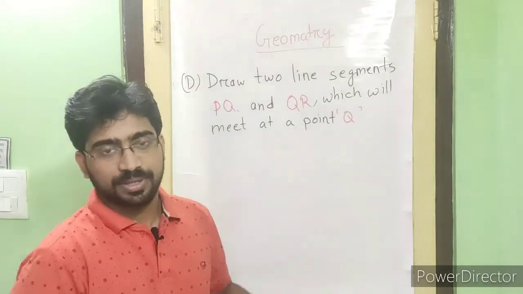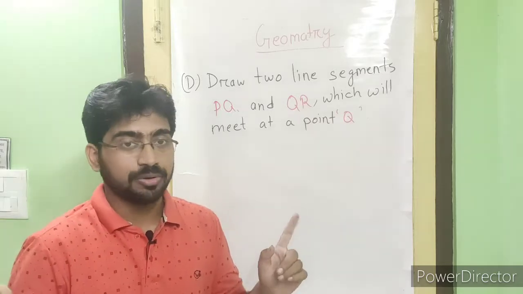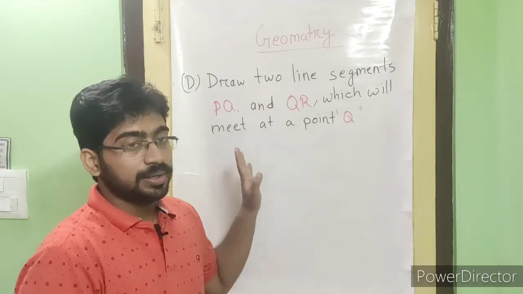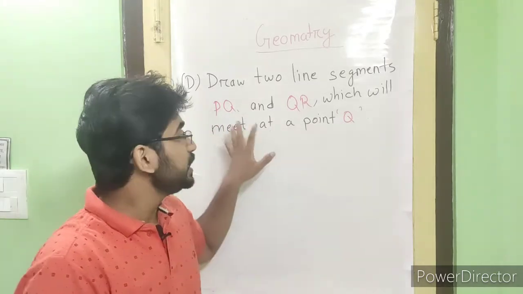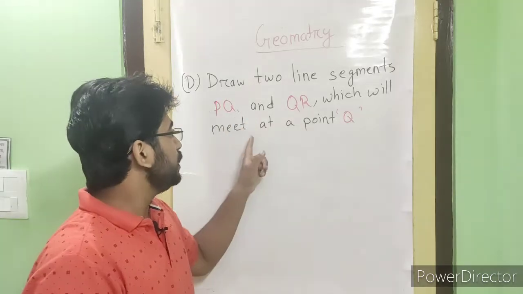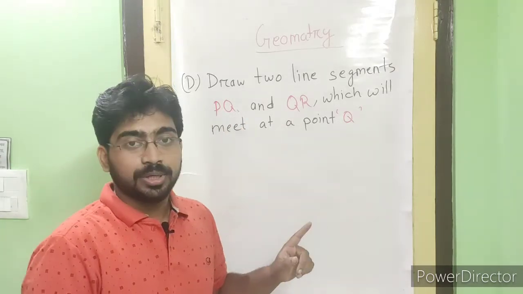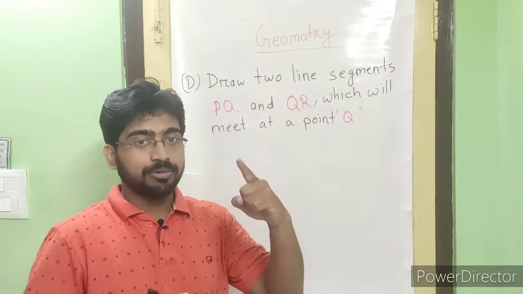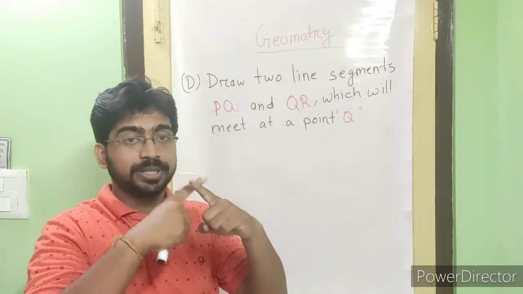Draw two line segments, PQ and QR. Their names have been given, PQ and QR, which will meet at a point Q. These two line segments PQ and QR will meet at a point Q.